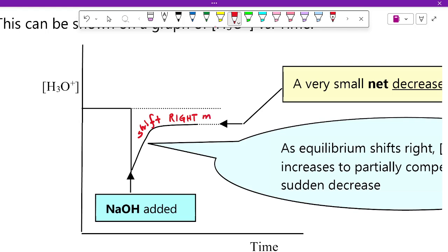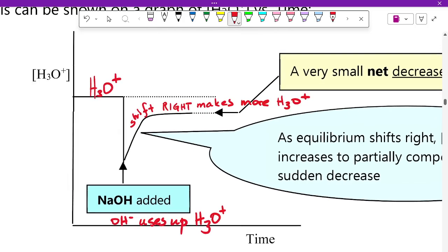And that makes more H3O plus. So we have our OH minus using up the H3O plus, and then we shift to the right and we make more H3O plus. And remember, this curve is still just H3O plus. We're not looking at the actual concentration of hydroxide, okay? We could look at that, but we're not. And then once you've got that, I imagine that down below there is a graph showing pH. Am I correct? Why don't you fill that in?